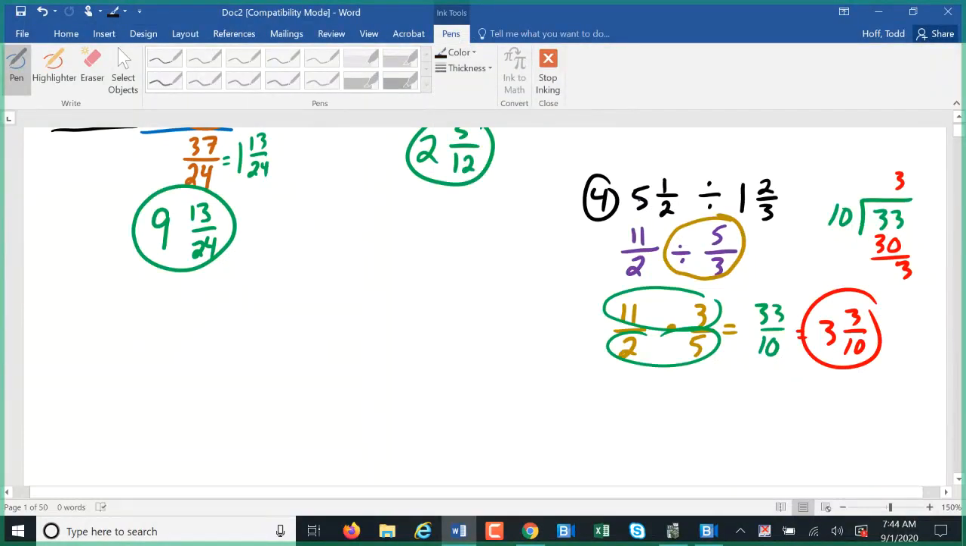How many of you, just a little quick show of hands, had all 4 of those correct? Perfect. Is there anybody that has any questions or confusion on any of those? Okay.